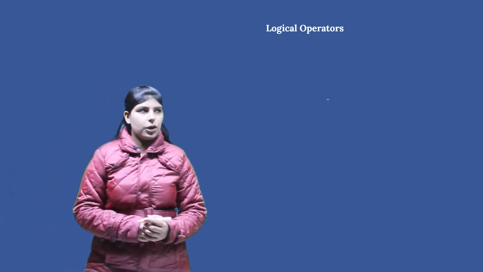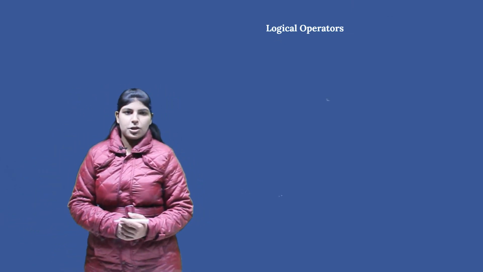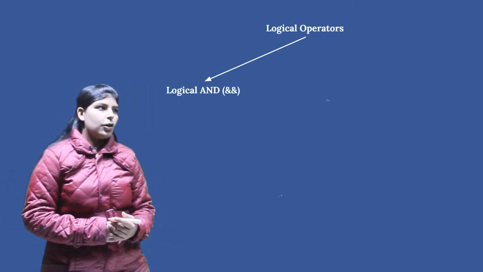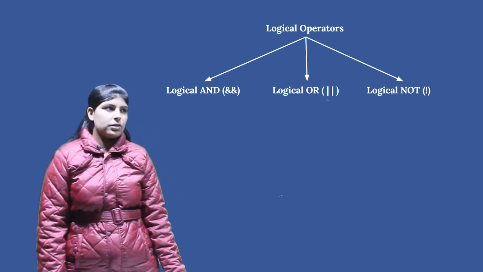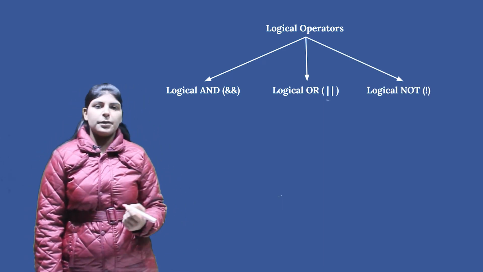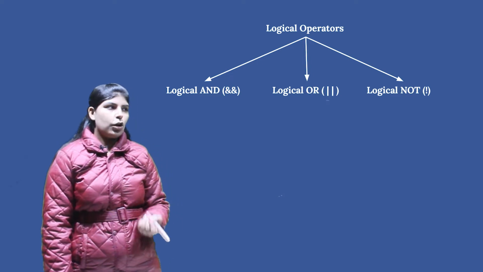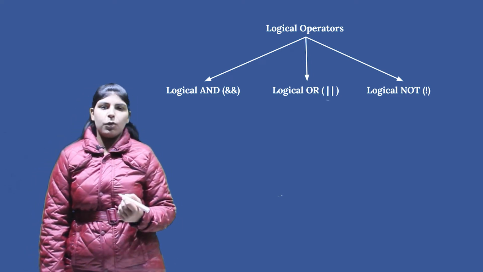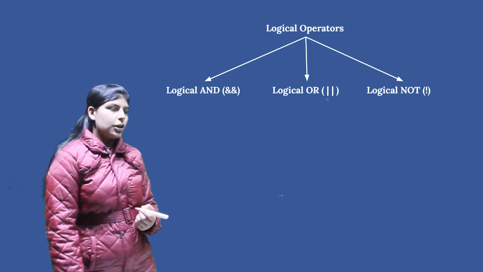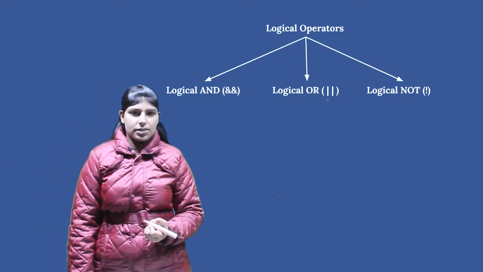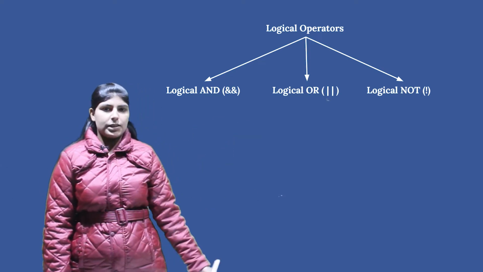Next we have logical operators. So we have three types of logical operators: logical AND, logical OR and logical NOT. So logical AND is represented by double ampersand sign, logical OR is represented by double vertical bar sign, and logical NOT is represented by exclamation sign. Now we'll see each of them in detail.